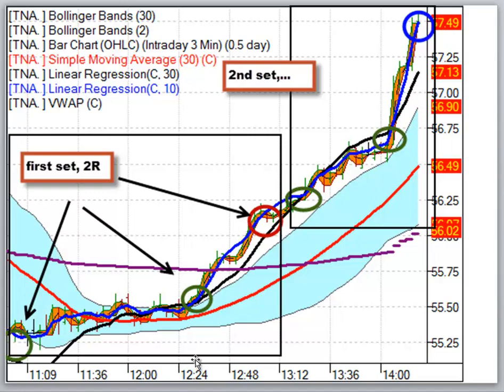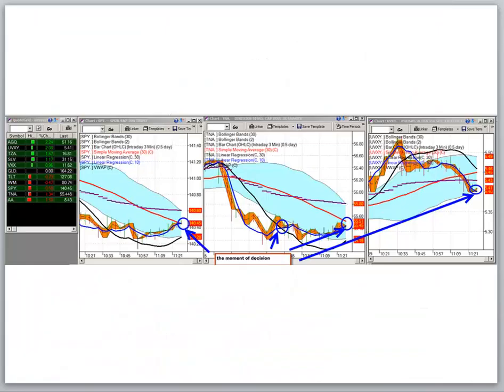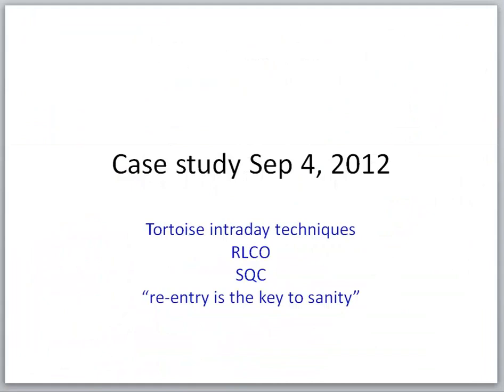So that's Ken Long from Tortoise Capital with the review of a case study from September 4th, 2012, looking at regression line crossover, sideways quiet channel, and the idea that re-entry is the key to sanity.